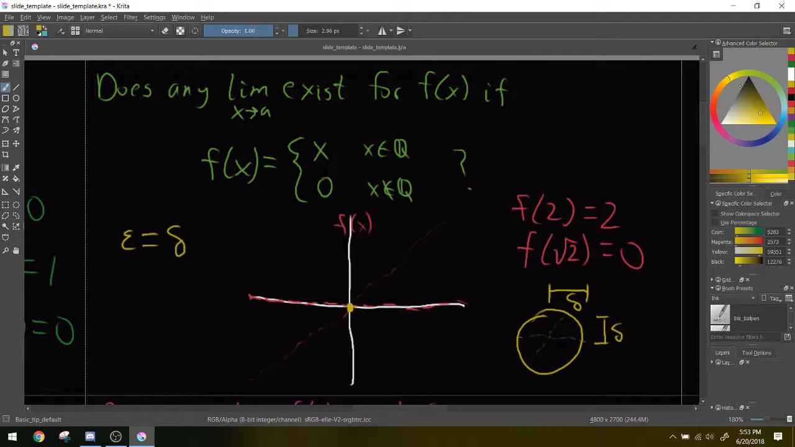I sense tension that you don't want the limit to exist, so ask me questions. Or give me a counter argument. I mean, it makes sense. Okay. Do you see why the limit does not exist at any other point?